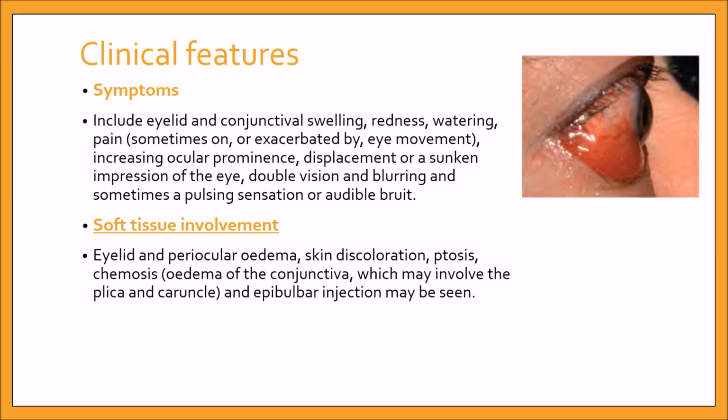There is soft tissue involvement on examination: eyelid and periocular edema, skin discoloration, ptosis, chemosis, that is edema of the conjunctiva which may involve the plica and caruncle, and epibulbar injection. As we can see in the picture, there is chemosis and injection in the picture here.